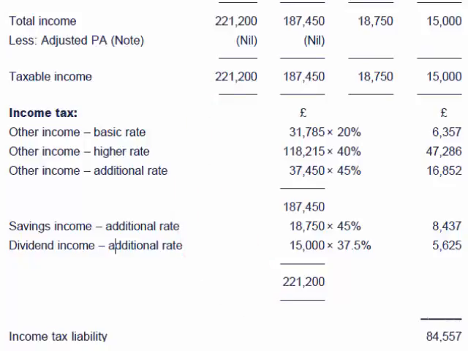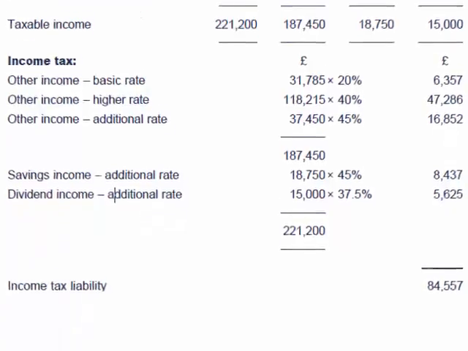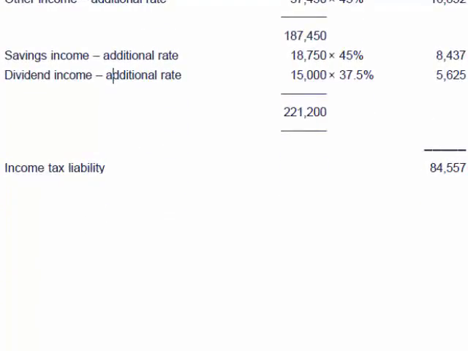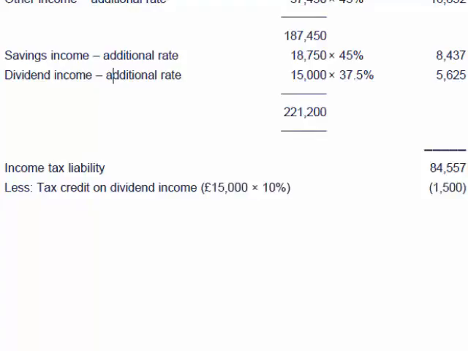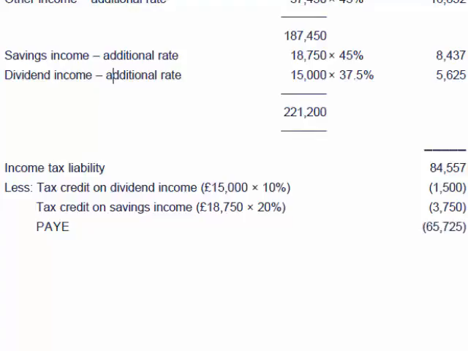That is £84,557. We then need to deduct our tax credits because we've been asked to calculate income tax payable. So we have the tax credit on the dividend income, which is the gross dividend income of £15,000 at 10%, so £1,500. The tax credit on the savings, which is £18,750 at 20%, and that is £3,750. And then the PAYE, given in the question, £65,725.